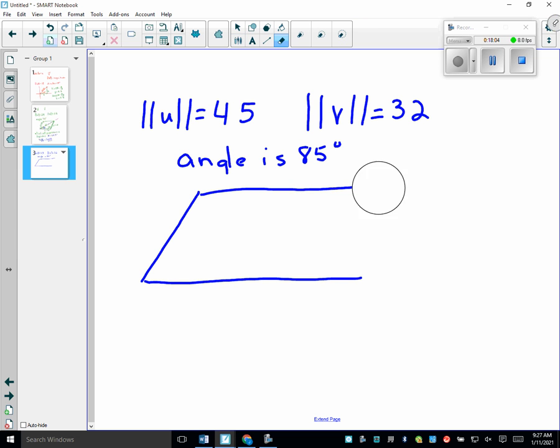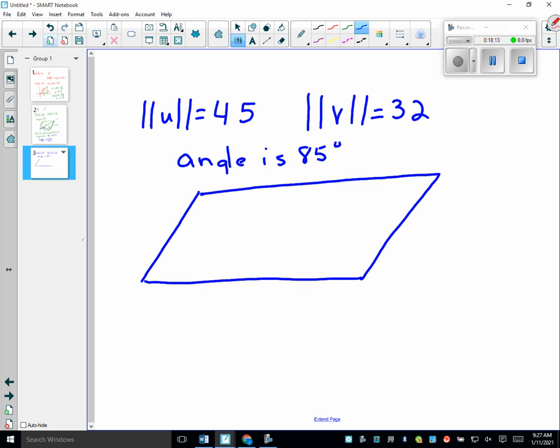Oh, I curved way too much. Is that what yours looks like? Trying to figure out how fast we can do it. I think I figured it out on the calculator. What is this piece, this side right here? Is this U? Yeah. Thank you.